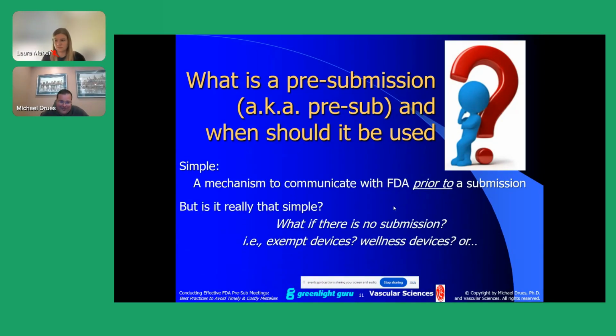The question is, is it really that simple? For example, what if you're working on a device that involves no submission? What if you're working on a class 1 or perhaps a class 2 exempt device? Can you have a pre-submission meeting for an exempt device? Or what if you're working on a wellness device where, once again, there is no submission? It's almost an oxymoron to ask how do I submit a pre-submission request or have a pre-submission meeting if there's not going to be any submission?